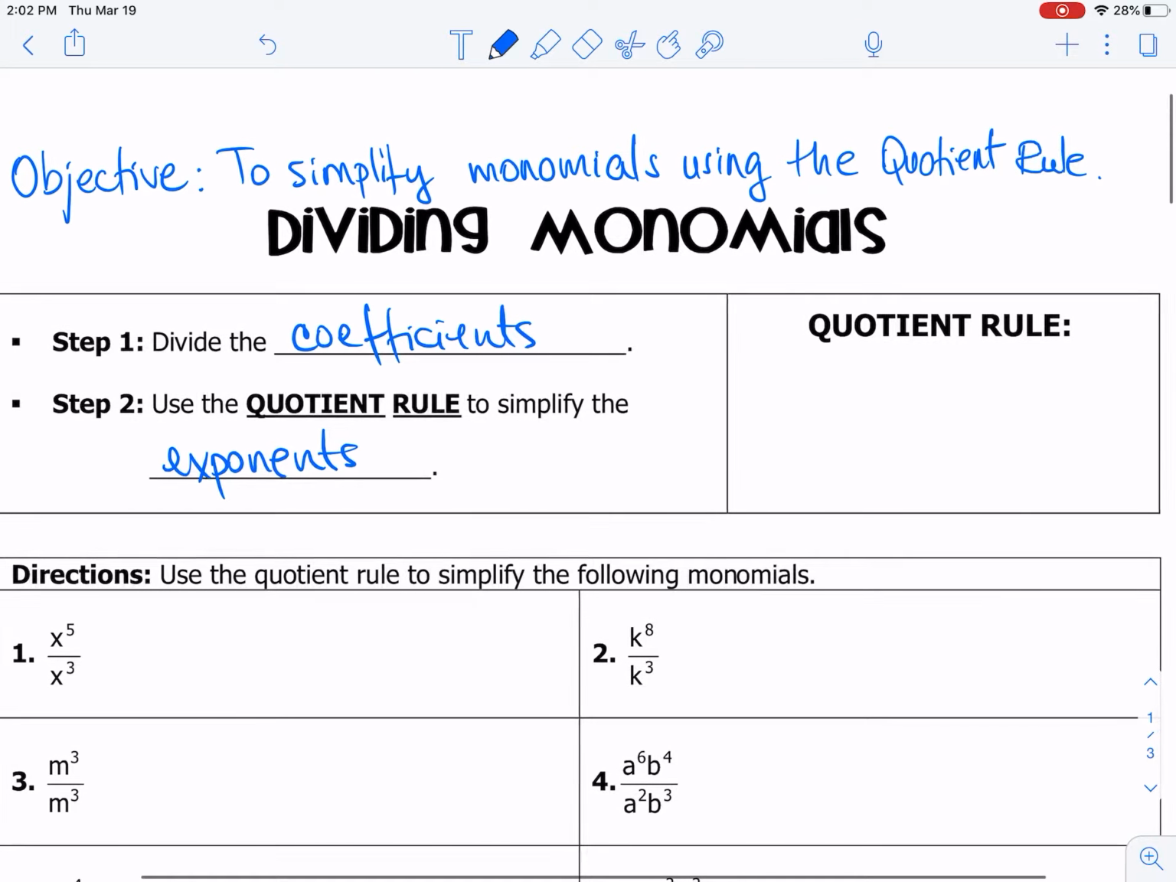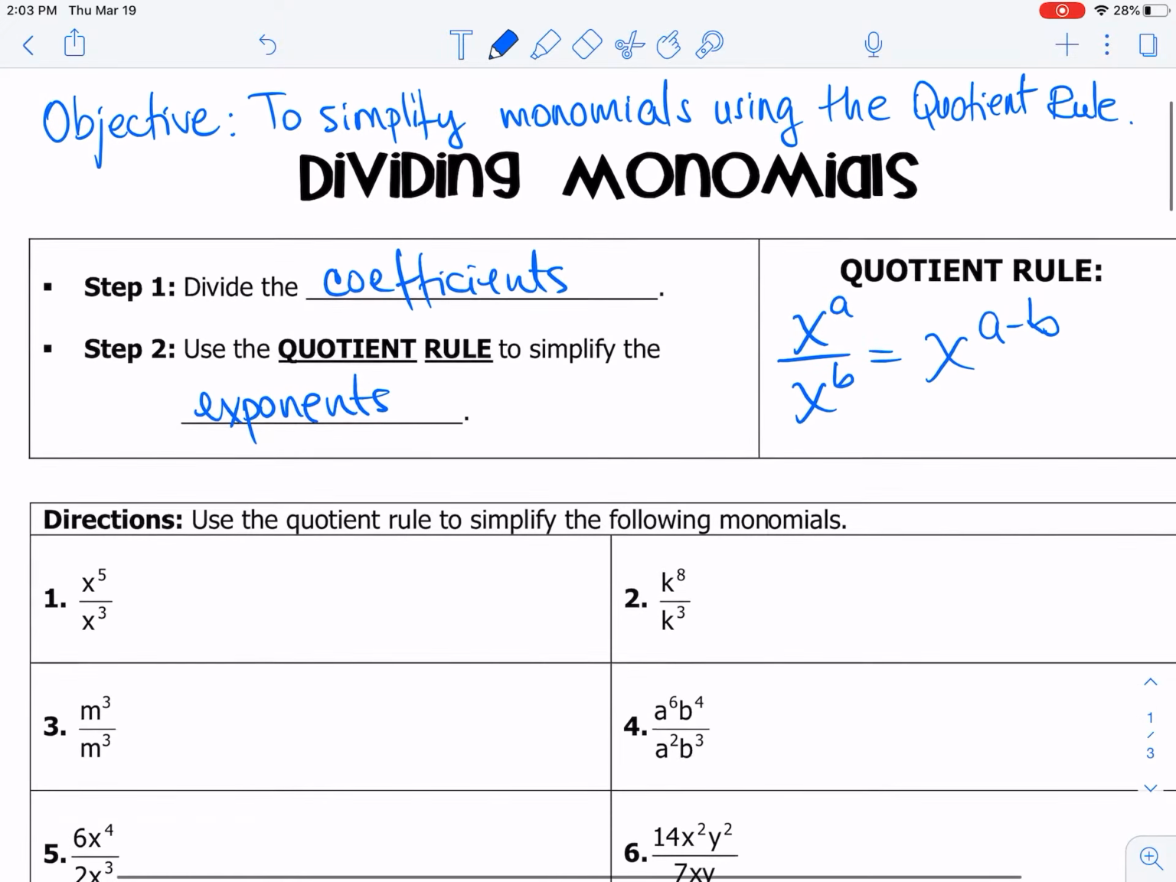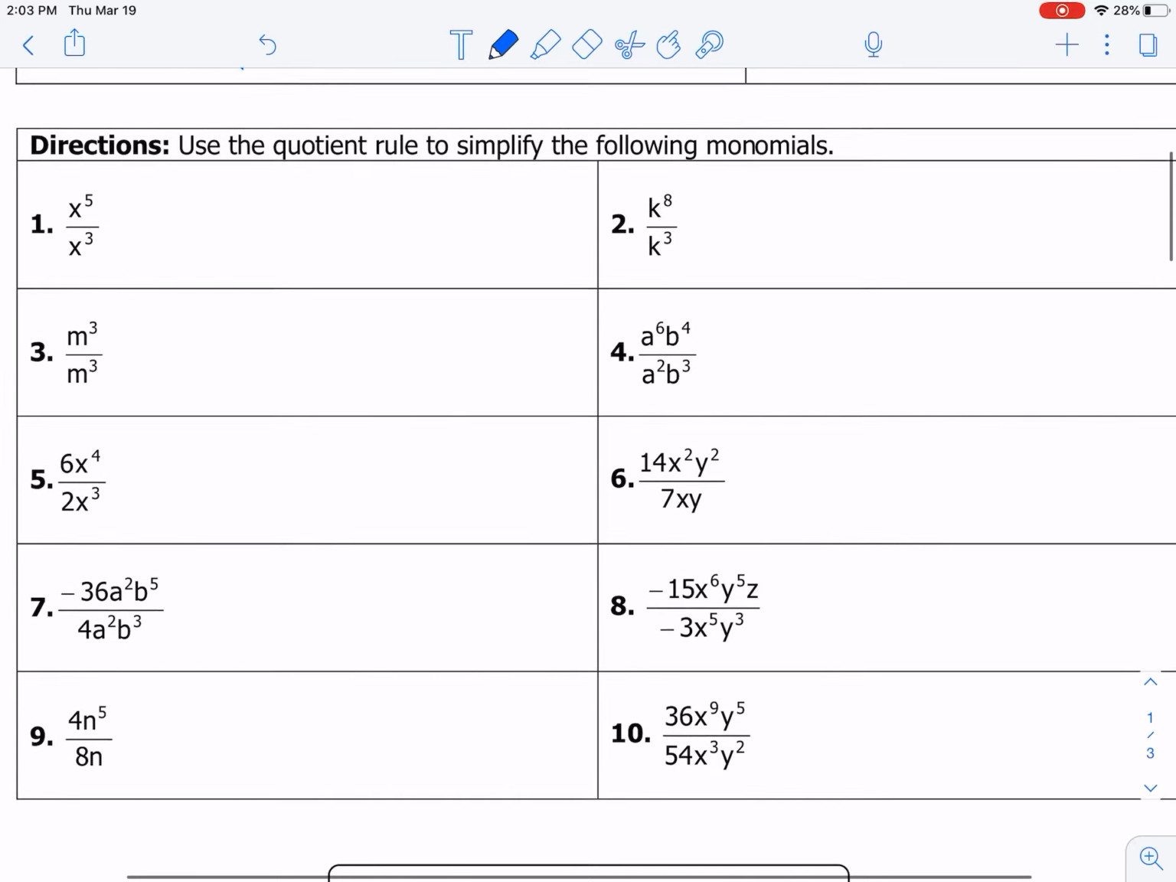The quotient rule states that if I have x to the power a divided by x to the power b is equal to x to the power a minus b. So I've got to do the difference of the exponents. So let's look at some examples.